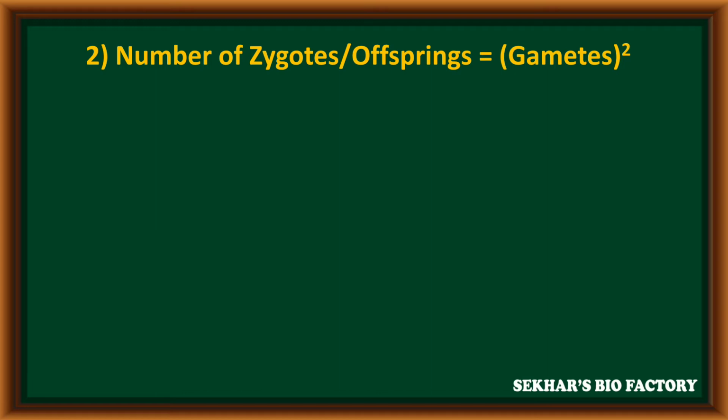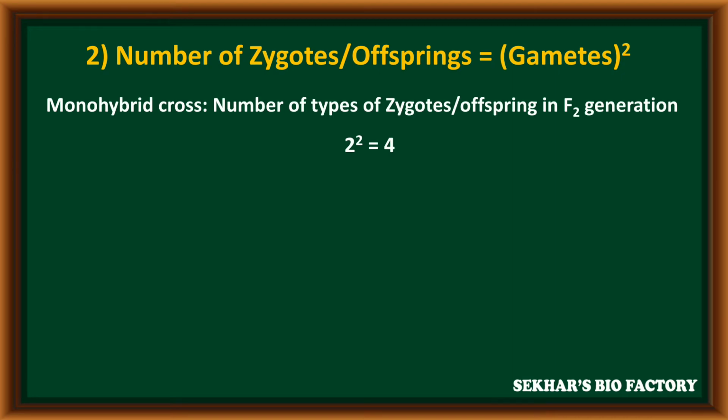To calculate the number of zygotes or offsprings in F2 generation, the formula is equal to gametes squared. In monohybrid cross experiment, the F1 hybrid can produce two types of gametes, so to get the number of zygotes or offsprings in F2 generation, the formula is 2 power 2 is equal to 4. That means totally 4 types of offsprings or zygotes are produced in F2 generation in monohybrid cross experiment.